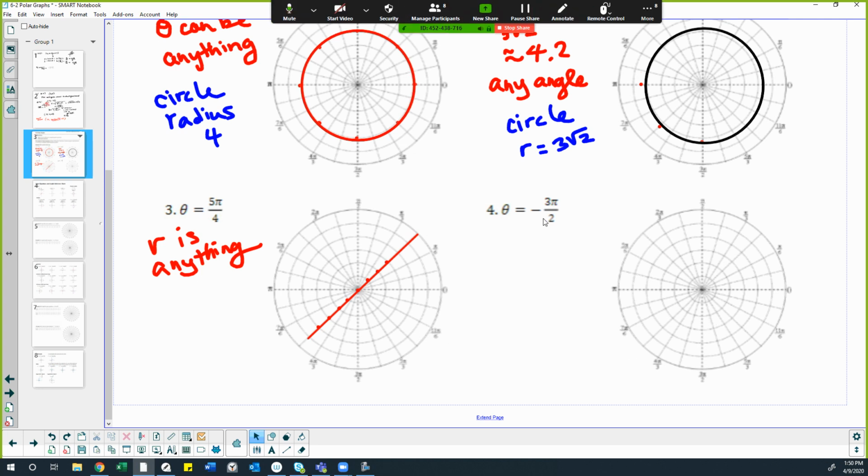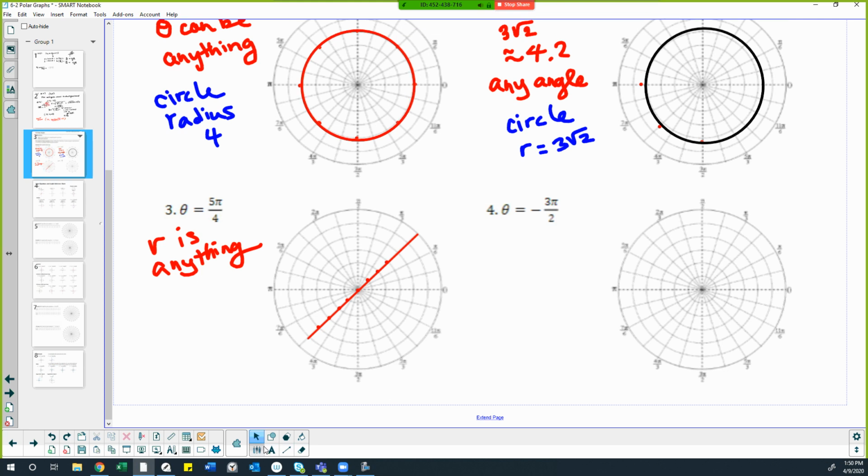Okay. Let's do theta equals negative 3 pi halves. So again, the angle is what matters. So negative 3 pi halves would be going counterclockwise, no, clockwise, backwards. Clockwise to negative 3 pi halves is the same as pi halves. But then r can be anything. So that could be positive r values, or it could be negative r values. Doesn't matter. Regardless, it'll be what kind of line? Actually, like a vertical line.